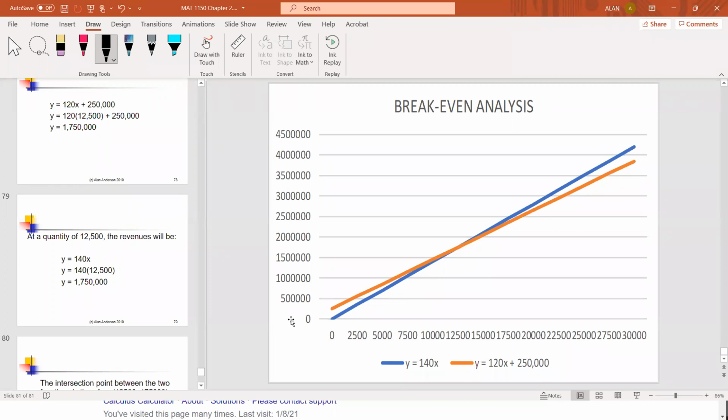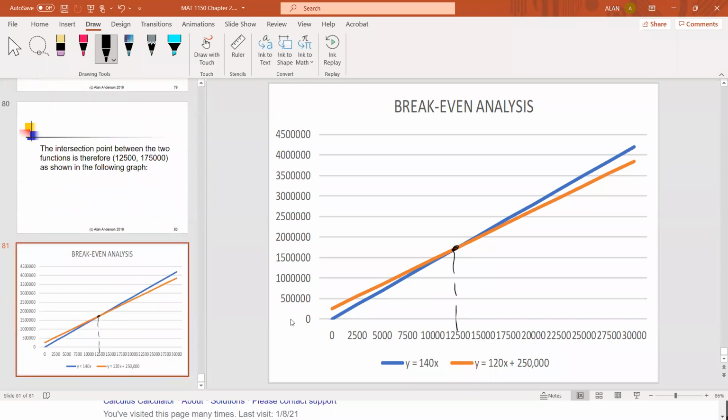You can see that if we make 12,500 units, you can see it. What the hell is that? Okay. All right. So that's how that worked out. So it was just kind of an interesting way of seeing how to determine where the two lines cross. In this case, it matters a great deal because it's telling us what our break-even point is.